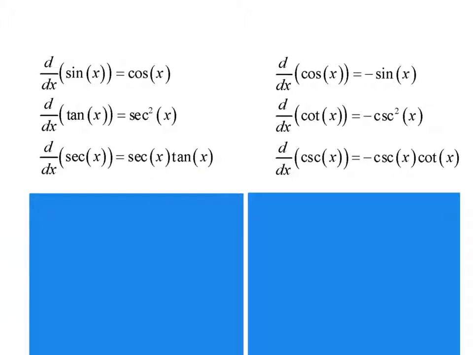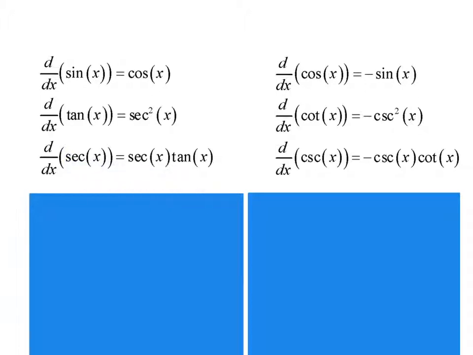Okay, now take a look at these, see if you can see some patterns. One pattern, I hope you notice, is that all the ones that start with a co, cosine, cotangent, cosecant, have derivatives that are negative. The others are not. The derivative of sine is just cosine. The derivative of tangent is secant squared. The derivative of secant is secant tangent.